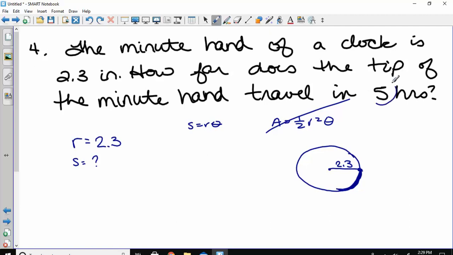So that's where this 5 hours comes into play. We know that in 1 hour, the minute hand goes all the way around the clock. What's the angle if you go all the way around a circle? 360 degrees. But if we're going to use a formula, the angle has to be in radians. So 360 degrees is the same as 2 pi radians. So every hour it travels 2 pi. We're spinning for 5 hours, so you need to do 2 pi times 5, which gives me a total angle of 10 pi. So now we can just do the S equals R theta.